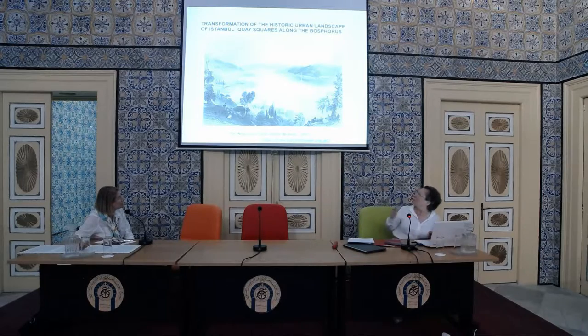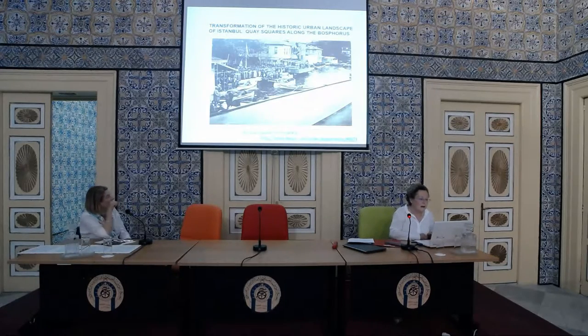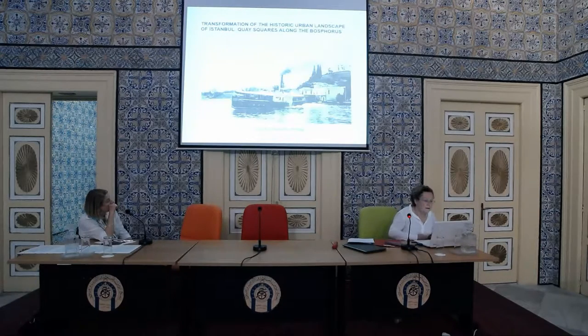The Bosphorus and Quay, you probably can see here some Quay squares. This is the old Quay of Üsküdar from the 19th century. This is Çengelköy, and it was a gathering place, maybe some gathering here. Another one, the old Quay of Anadolu Kavağı.